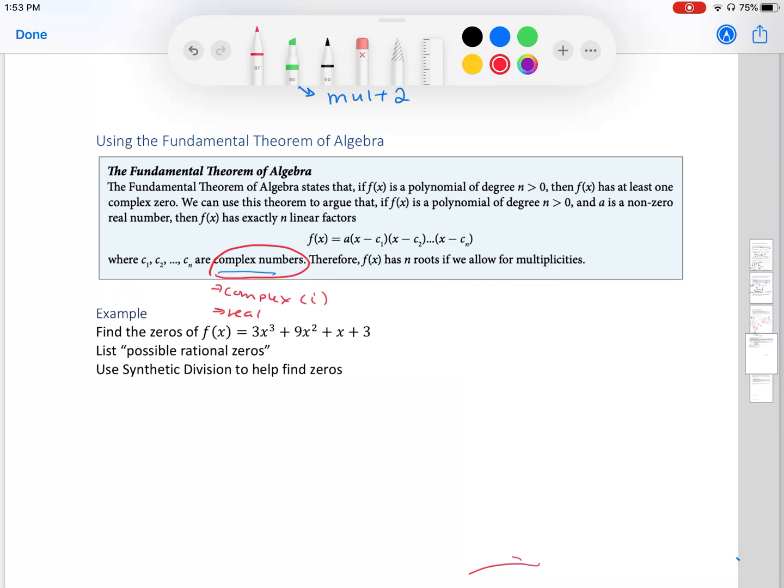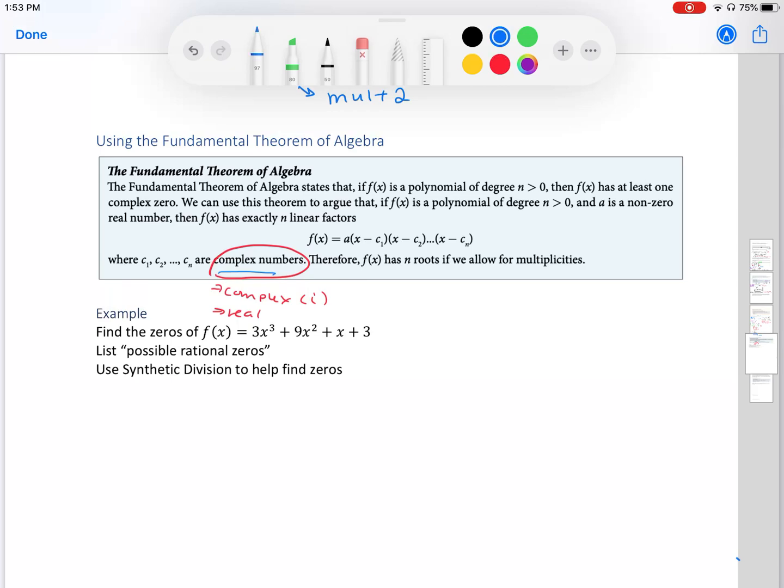Okay, so let's go ahead and do this example. Find the zeros of 3x cubed plus 9x squared plus x plus 3. I have a little hint there: list the possible rational zeros and use synthetic division so that you can find zeros.